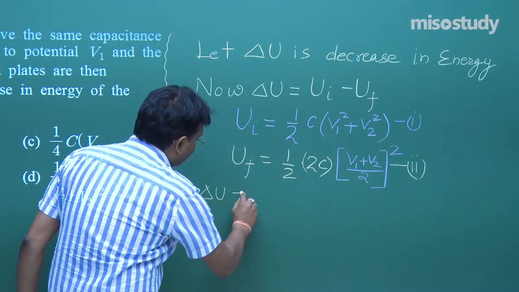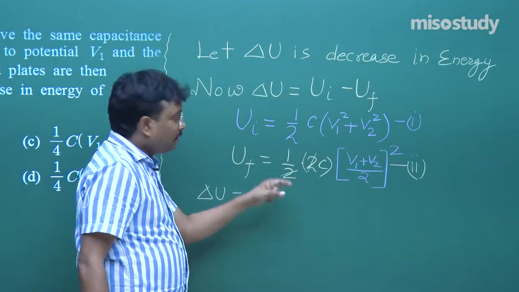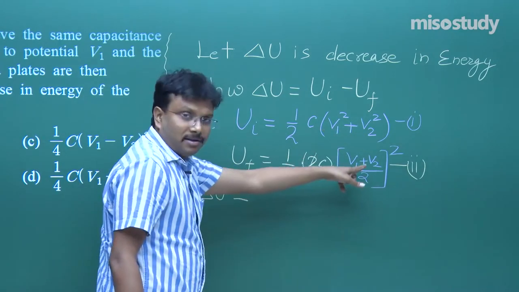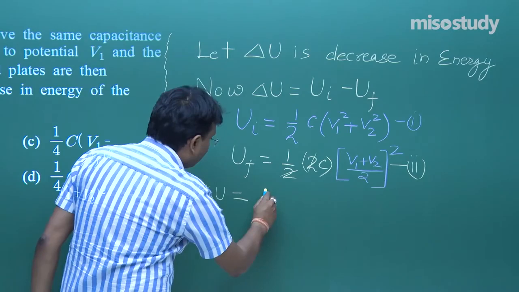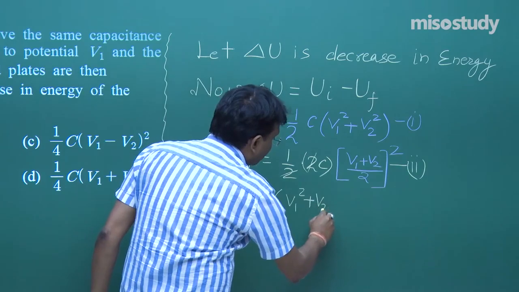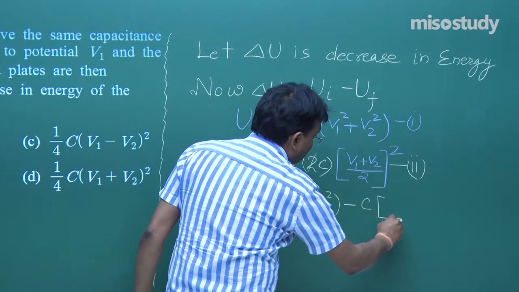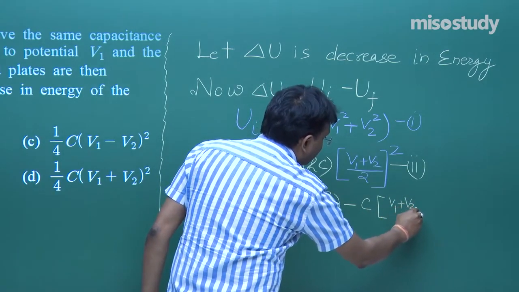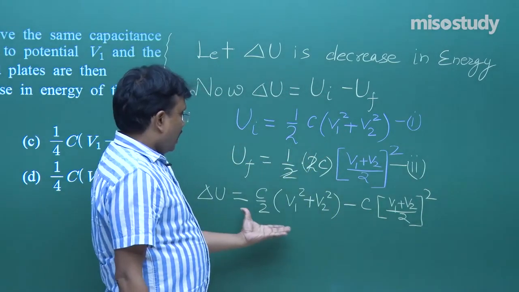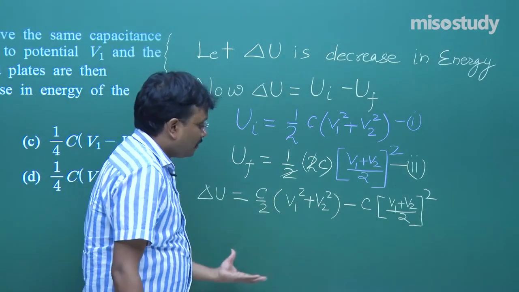So, please, delta U is equal to this, 2 and 2 get cancelled, here it is 1 by 2 C, then this bracket, minus C, then this bracket. Fine. So, let me write down that C by 2 (V1 square plus V2 square) minus C (V1 plus V2 upon 2) whole square. Okay? And from here I think solving it is a very simple process. So, I hope everyone can do that.